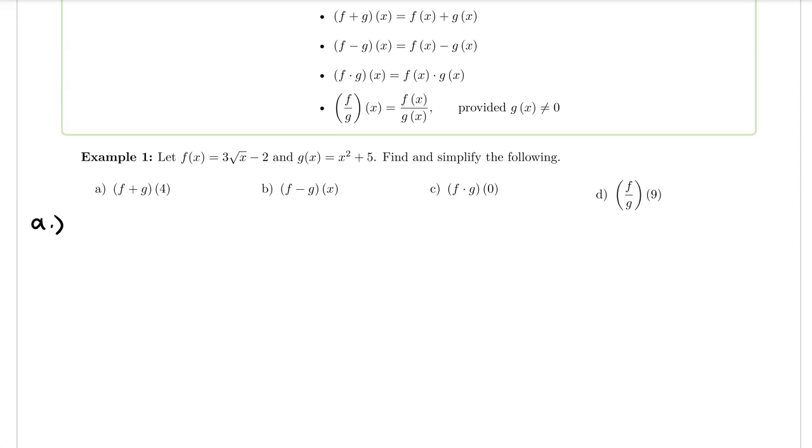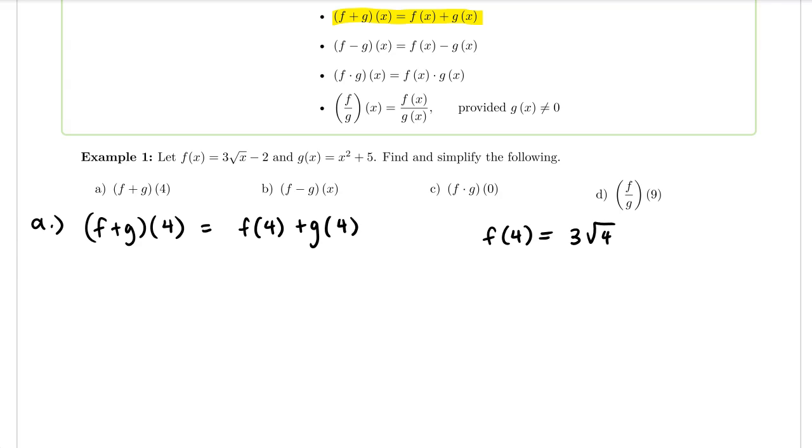In part A, we want to evaluate f plus g of 4, and if you use this top definition here, we can rewrite this as f of 4 plus g of 4. So we want to evaluate f of 4 and g of 4, so I'm going to do that off to the side here. I have my f function, and anywhere I see an x, I'm going to replace it with 4. The square root of 4 is 2, so I have 3 times 2 minus 2, which is equal to 6 minus 2, which is equal to 4.